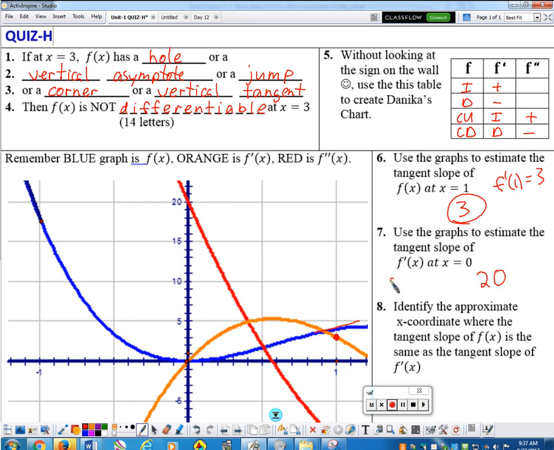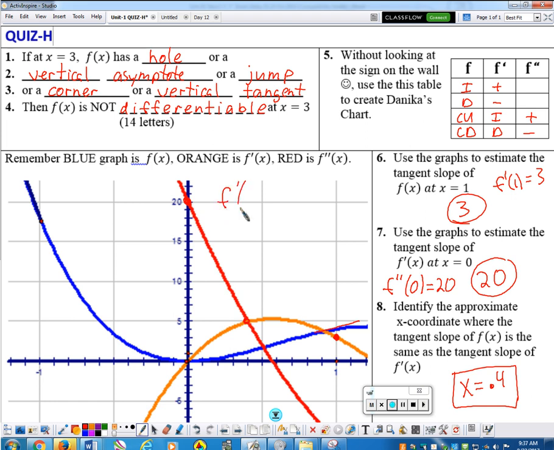So similar idea. F double prime of 0 is 20. Which means that the tangent slope of F prime at x equals 0 is also 20. Question. Number 8. Let's go. Well done. So right here, the value of F prime and the value of F double prime are the same, which means because F prime of, thank you, Holly.